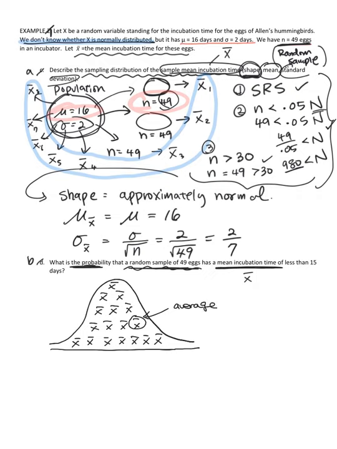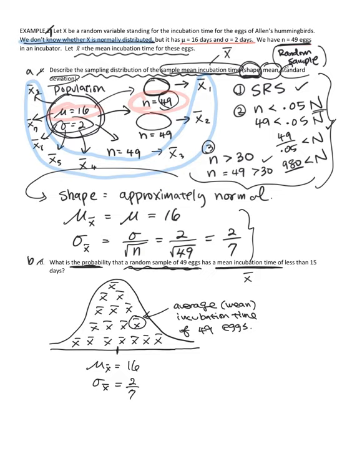Average or mean incubation time of 49 eggs. You have different samples, that's why you have different means. And the mu sub x bar, the average, is about 16 days, and the standard deviation is 2 over 7. That's what we found up here.